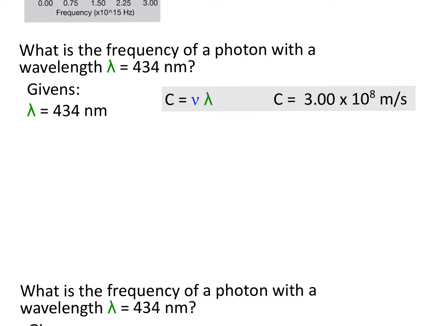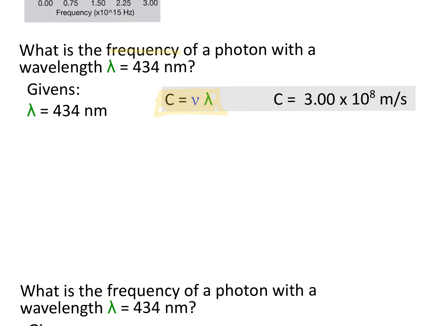What is the frequency of a photon with a wavelength of 434 nanometers? So right away, I'm given the 434 nanometers. I want frequency, okay? So the only equation that has wavelength and frequency is my speed of light calculation right here, which I give you the speed of light constant.